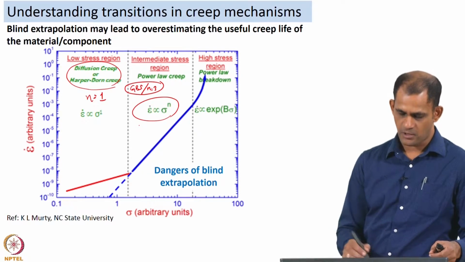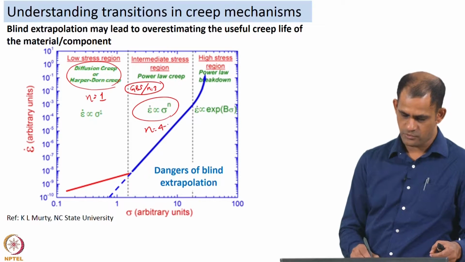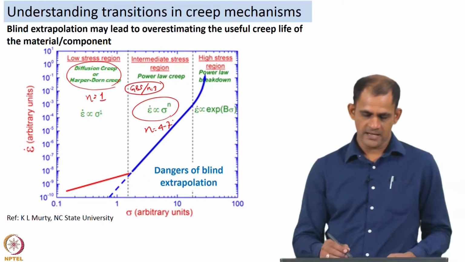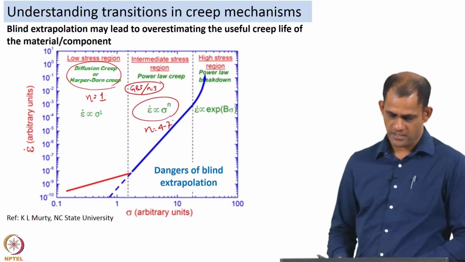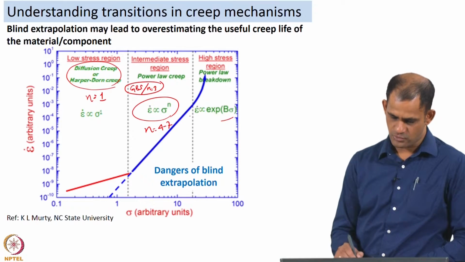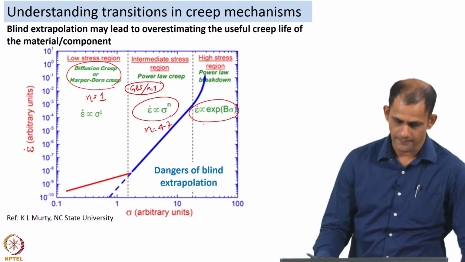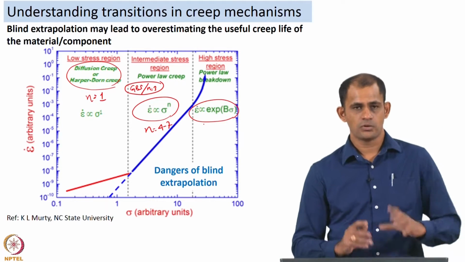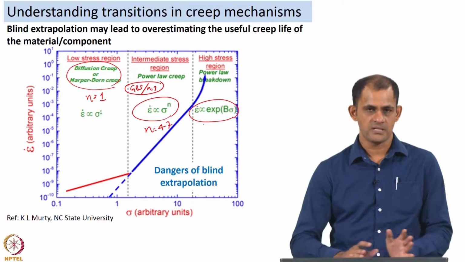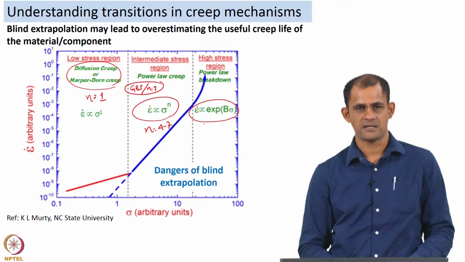So, let us say it is power law creep, and let us say n is equal to 4 to 7, and then at higher stresses, you could have epsilon dot proportional to the exponent of b sigma. So, basically you are seeing transitions in deformation mechanism.